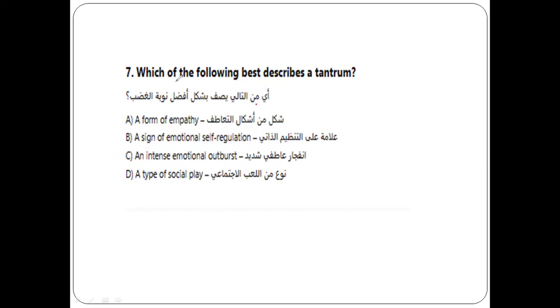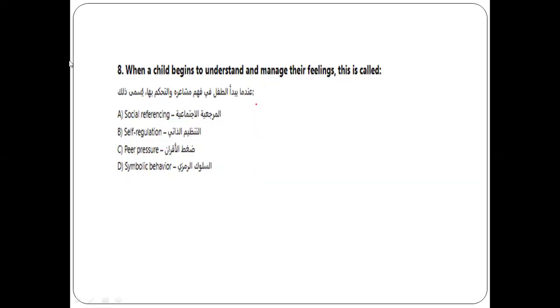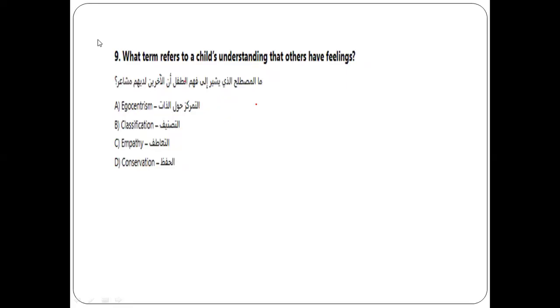What is this? When a child begins to understand and manage their feelings, this is not social referencing. Definitely, it will be self-regulation. Make sure that you know about self-regulation and self-awareness as well as what term refers to a child understanding that others have feelings, as well as empathy.